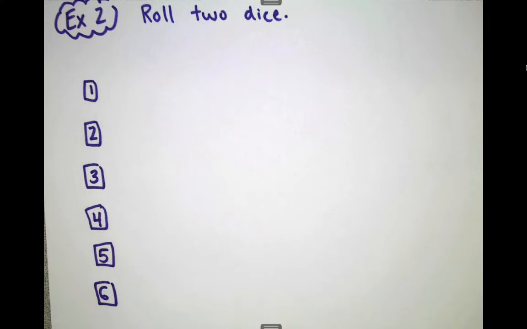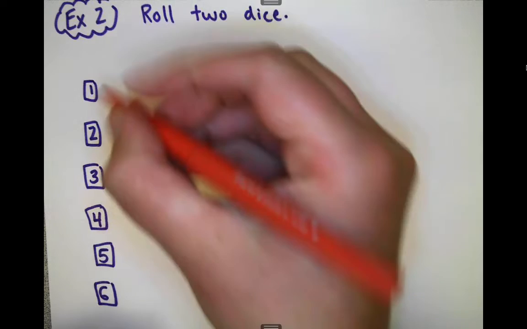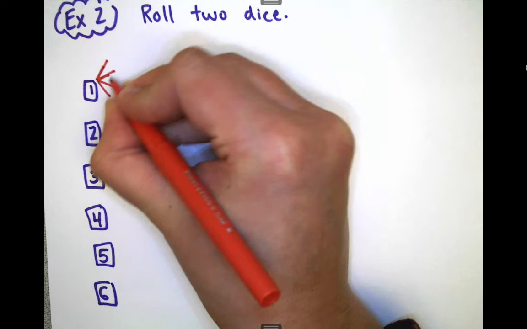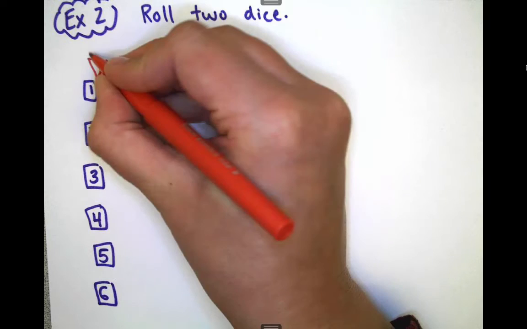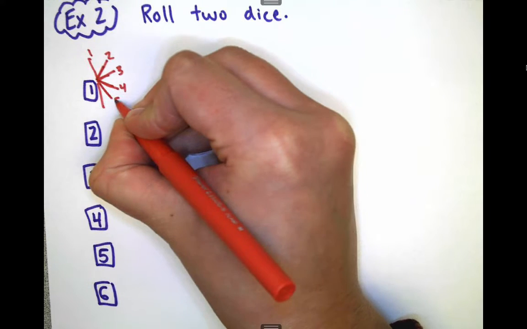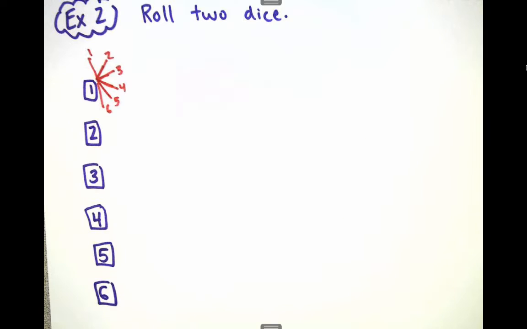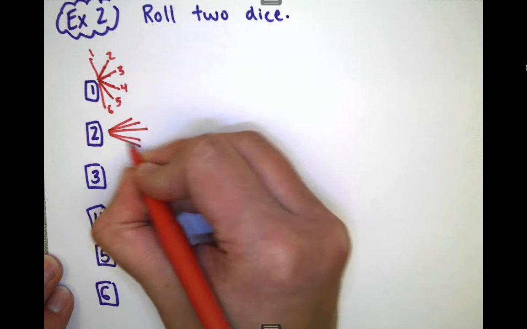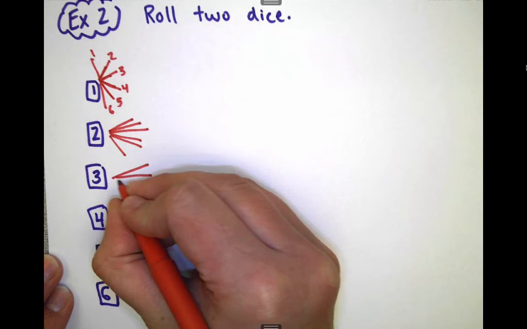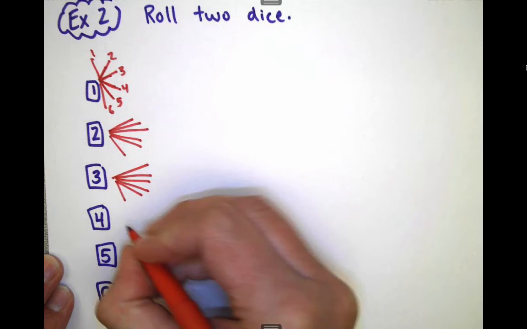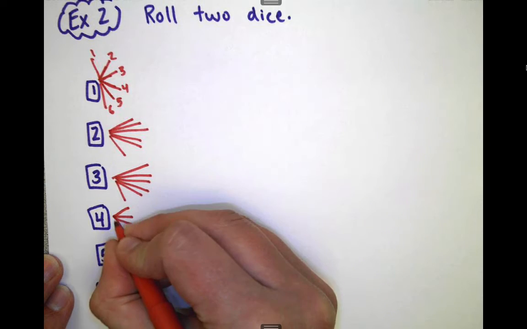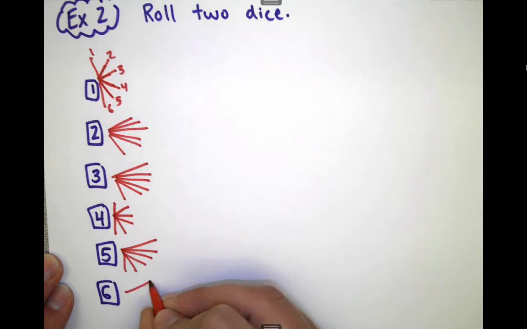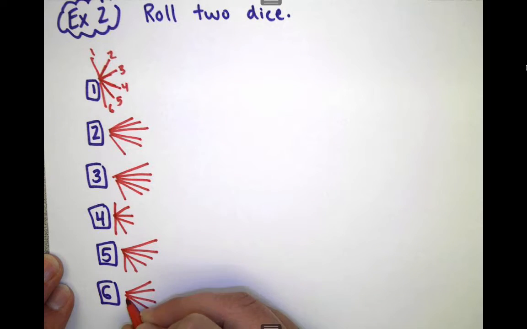But what do you get from the second dice? Well, the second dice is the same thing. You either get a 1, 2, 3, 4, 5, or 6. So for each number on the first dice, those are your options for the second: 1, 2, 3, 4, 5, 6.